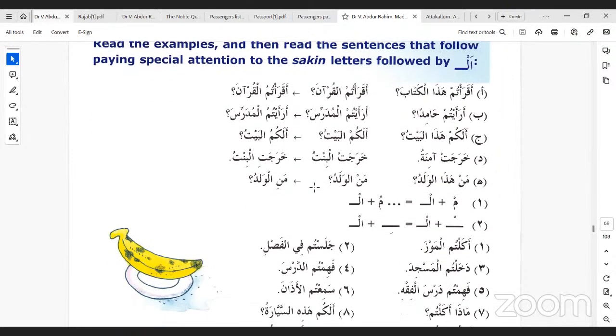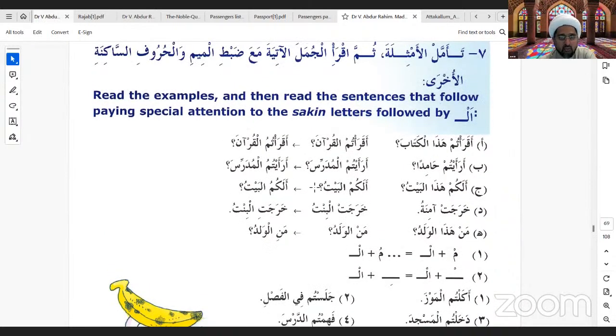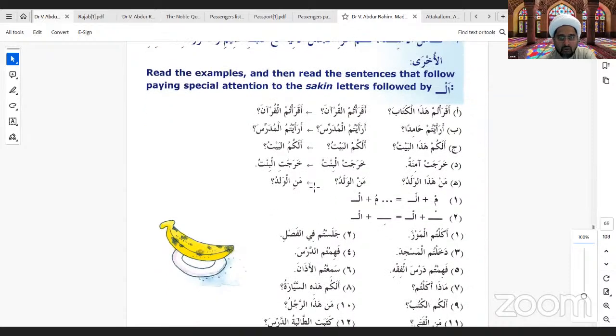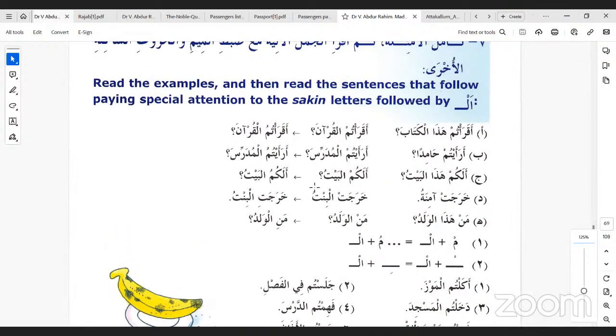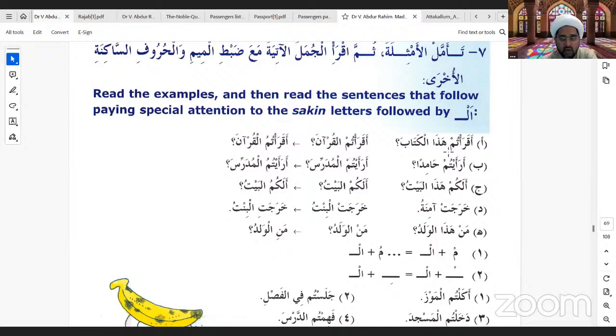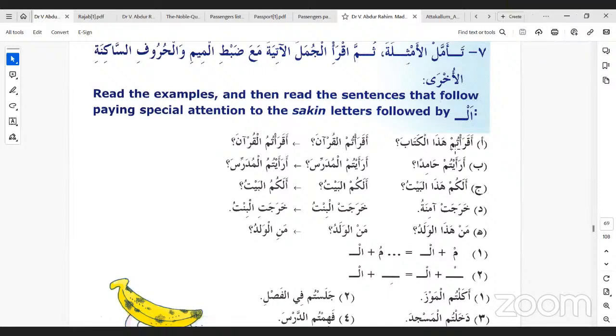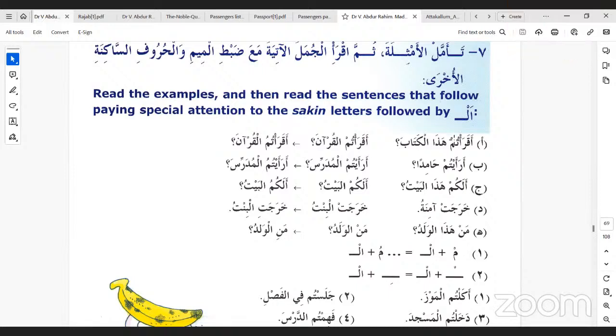Can you do also the exercise, the examples, what it's trying to say here? So this is more or less teaching you how to read alif lam when it comes in a sentence. Bismillah. أقرأتم هذا الكتاب. أقرأتم القرآن. It's translated as well. Did you read this book? Did you read the Quran? Let me explain to you.